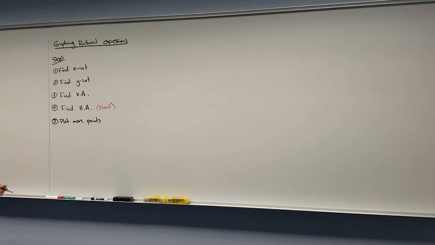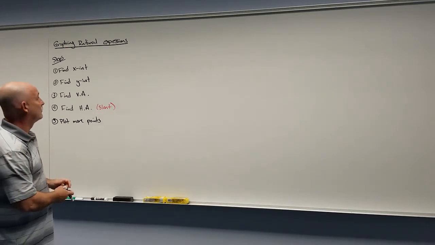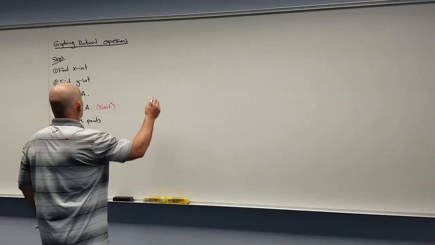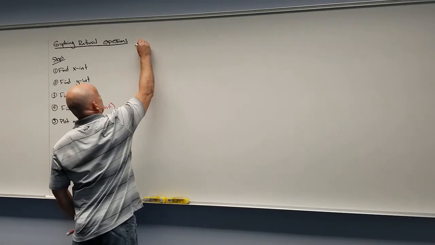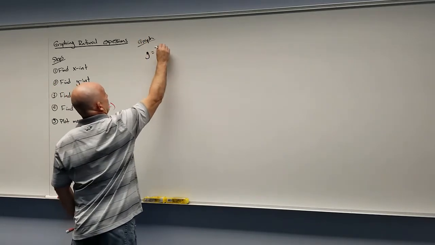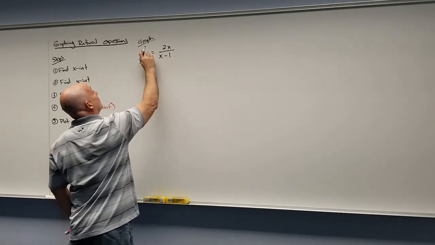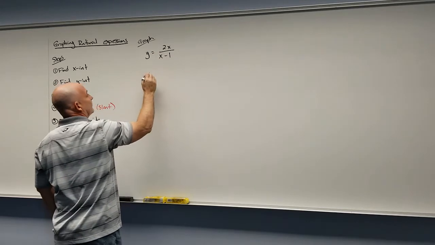So for each one of these problems we're going to take a look at, we're going to find x-intercepts, y-intercepts, same way we always do, let x equal to 0, let y equal to 0. Find our vertical asymptotes, horizontal asymptotes, and if we have to, we're going to plot a few more points. Okay, so let's just start out with an example. Let's say we got y is equal to 2x over x minus 1. And we were told to graph this.